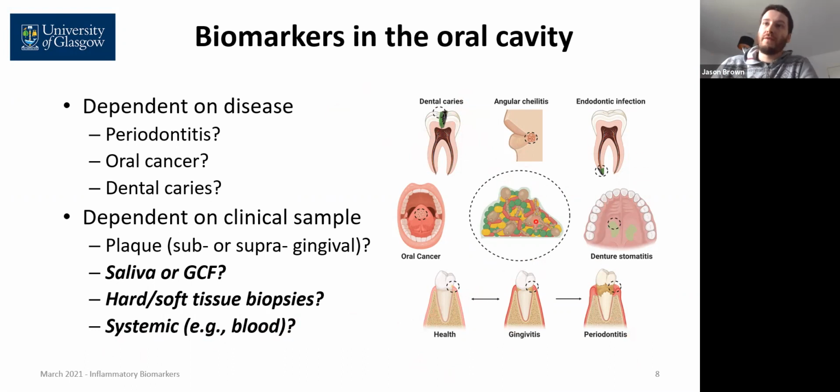For hard tissue, disease-wise, this would be something like dental caries or maybe endodontic infections. And then finally, systemically, of course, you can take the blood and you can assess the systemic response within a given patient and see whether an oral disease is affecting the systemic health of a given individual.